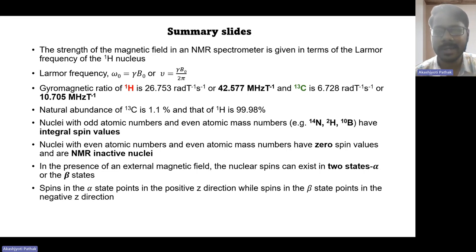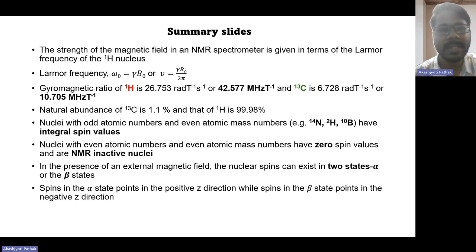As we know, the nucleus has protons and neutrons. The neutron is chargeless and the proton carries a +1 charge. Because of this positive charge, it is spinning and it produces a magnetic moment of its own. In the absence of a magnetic field, the sample is made up of atoms, and an atom consists of a nucleus, so the sample will have nuclei.